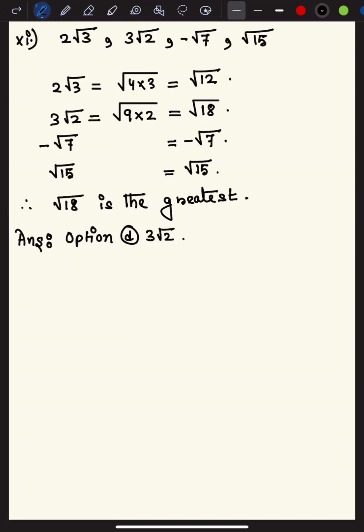And root 15 is root 15. So among these, minus root 7 is the negative number, so it cannot be the greatest. So which one will be the greatest? It will be root over 18. Therefore root over 18 is the greatest, so our option D will be the correct option.